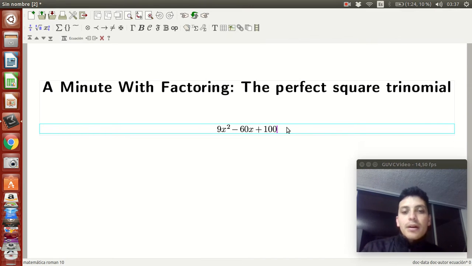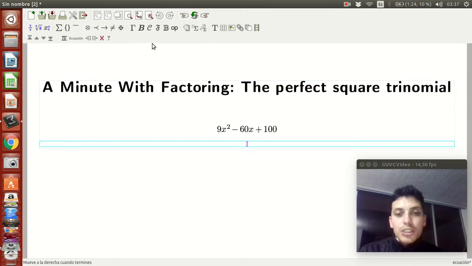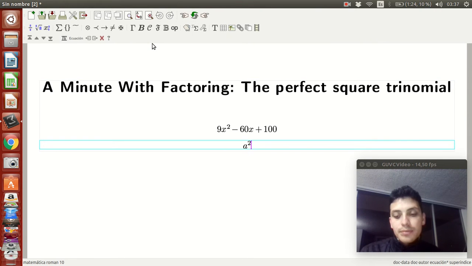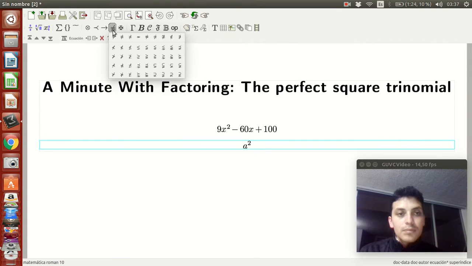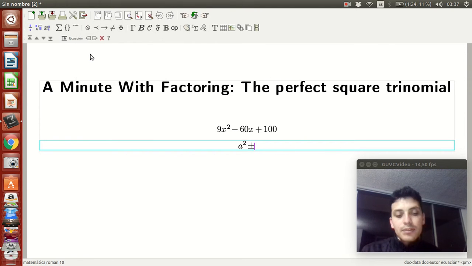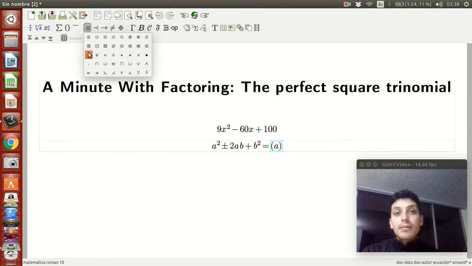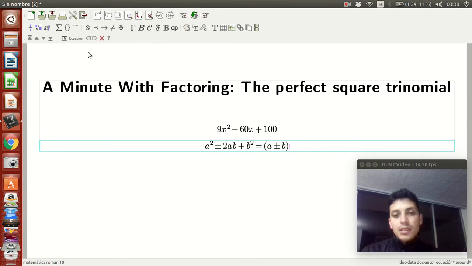Okay? The perfect square trinomial formula is given by the equation a squared plus or negative 2ab plus b squared. And it says that if you have this trinomial, we can write it as a plus or negative b to the second power.